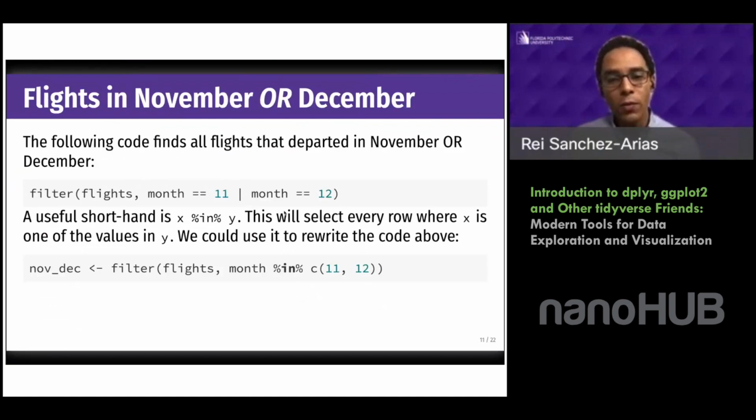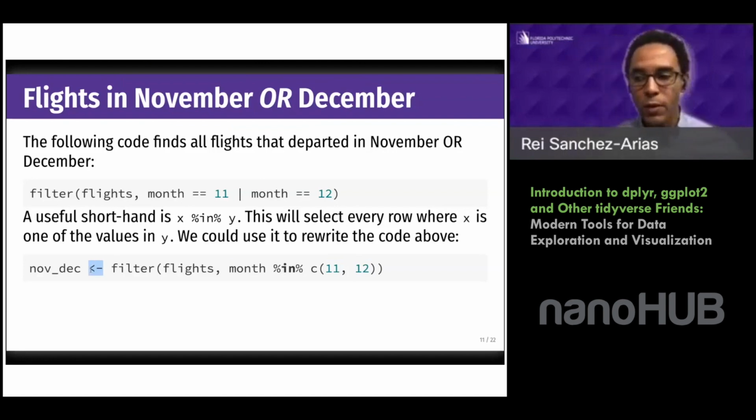And it's going to look for values of month that are either 11 or 12. Surrounding 11 and 12, you see this function called c. The c function, lowercase c, has many names, concatenate or combine. What it basically does is it creates a vector, right? It creates a vector. So R is looking for values of month that are either 11 or 12. And I can store that, as I said, with the assignment operator in a new data frame called November, December.